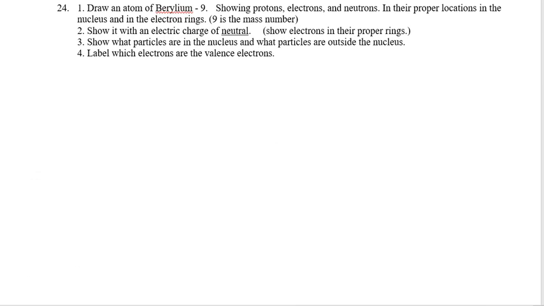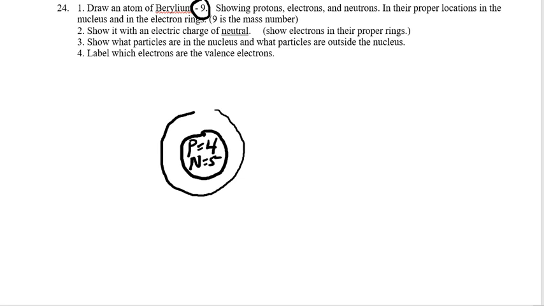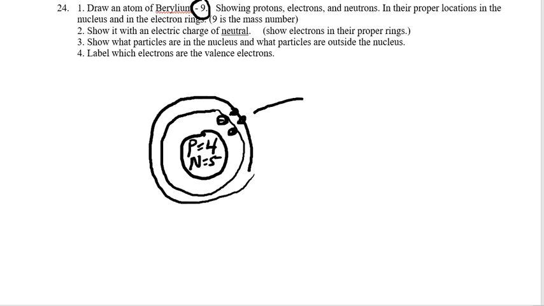A beryllium-9 atom, okay, this is easy stuff. Beryllium, it's got 4 protons, make sure you indicate that. But if it's beryllium-9, that must mean it has neutrons. It has 5 neutrons for a total of 9. Show it with the electrical charge of neutral. So here I have to show 4 electrons. So the first shell gets 2, and the second shell is going to get 2. Okay, so then which ones are the valence electrons? The ones in the outer shell. This has 2 valence electrons. So there we go, that's beryllium-9.